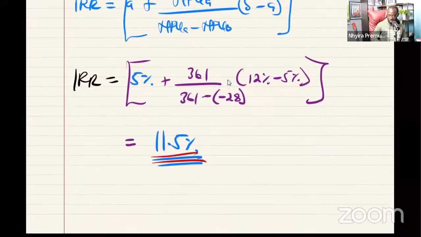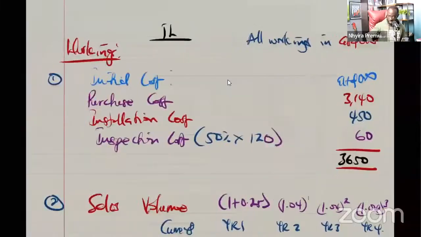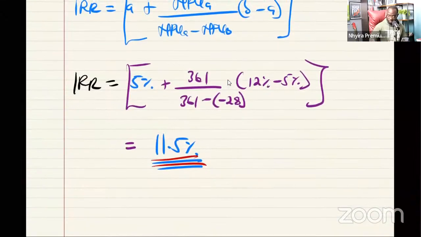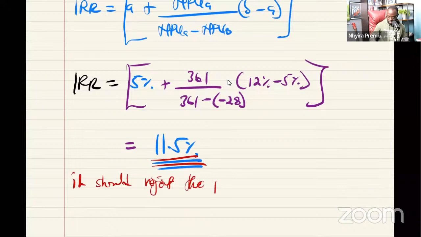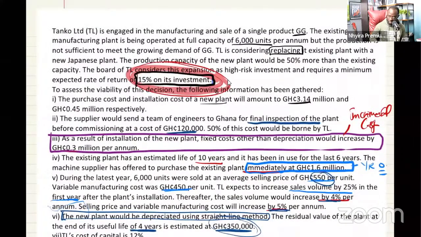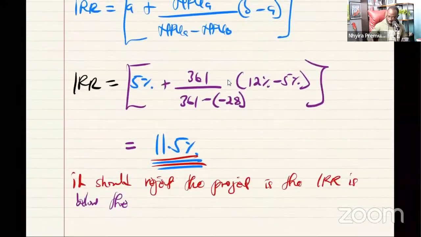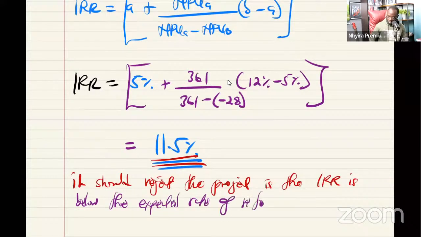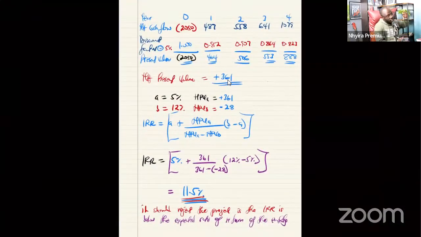But the English is important, so let me write it down. What was the question again? It says, advise whether the project, TL Limited should reject the project as the IRR is below the expected rate of return of the entity. All right, that English is more important than the calculations that we have done. So 11.5, there we go.